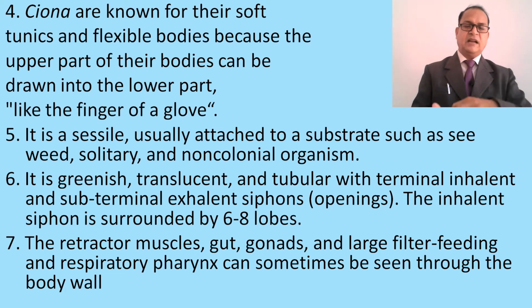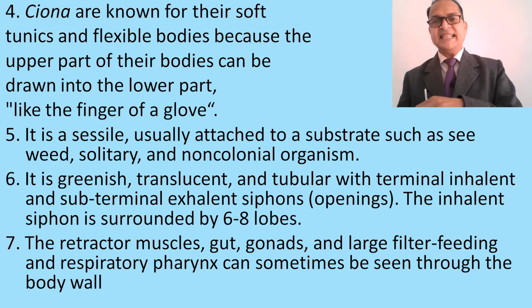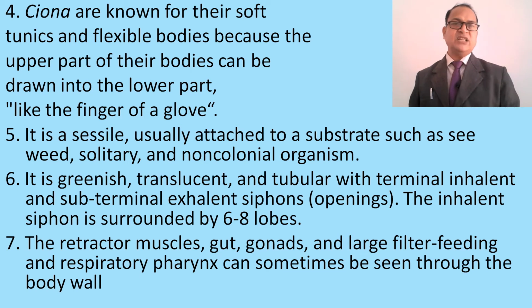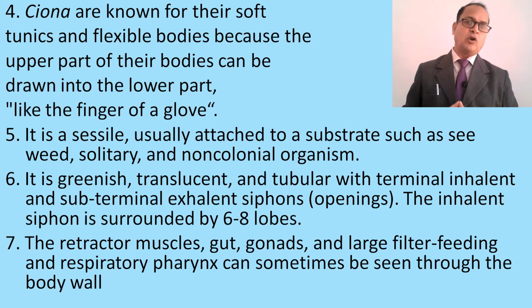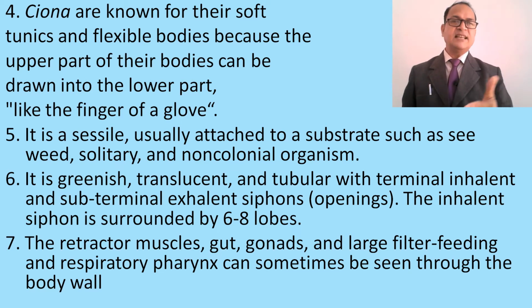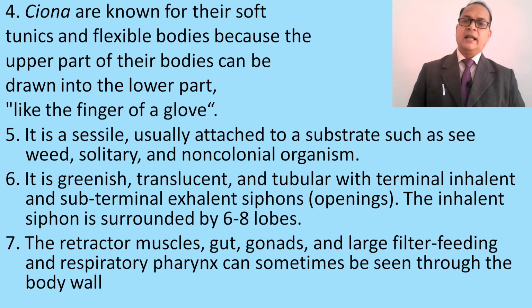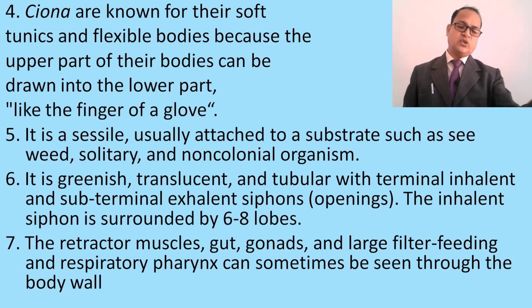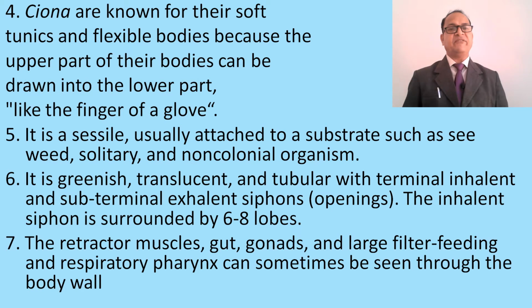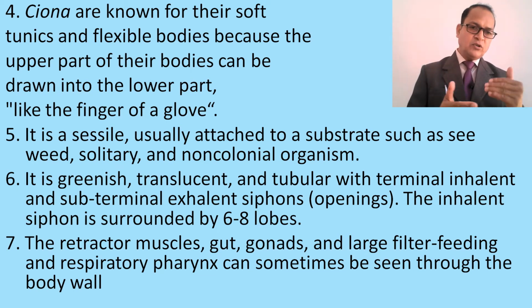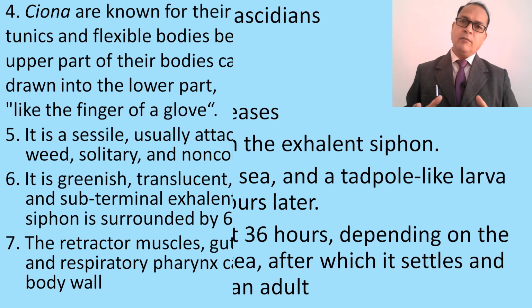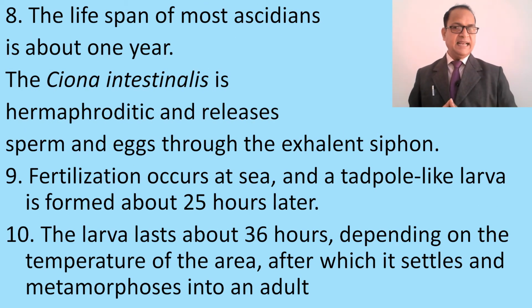It is sessile, adhering at a particular place with the help of its foot, usually attached to a substrate such as weed, and is a solitary or non-colonial organism. It is greenish, translucent and tubular, with a terminal inhalant and a subterminal exhalant siphon. The inhalant siphon is surrounded by 6 to 8 lobes. The retractor muscles, gut, gonad, and the large filter-feeding and respiratory pharynx can sometimes be seen through the body wall, because the body wall is translucent and you can see what is inside the body. The lifespan of most Ascidians is about 1 year.